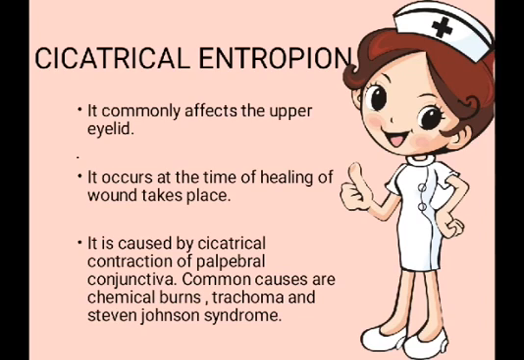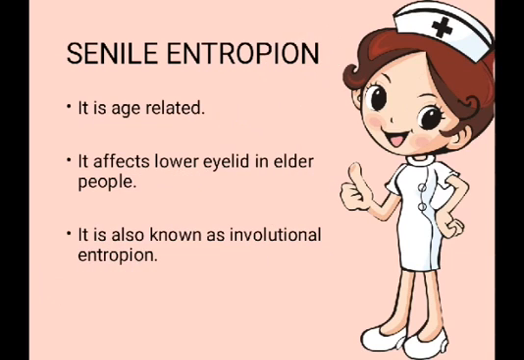Stevens-Johnson syndrome is a syndrome related to the mucous membrane and the skin, in which blisters are present on the skin. The top layer of the skin is affected, it dies and sheds, and begins to heal after several days. Next type is senile entropion. It is age related. It affects the lower eyelid in elderly people. It is also known as involutional entropion, or we can say that senile entropion is another name for involutional entropion.